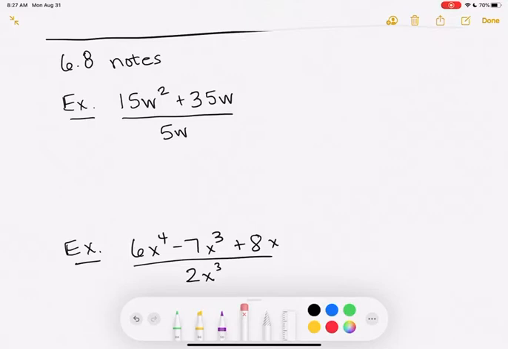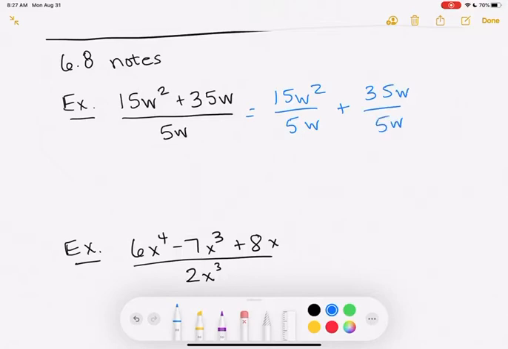It is dividing by a monomial. And if you remember, way back when we first started these, we talked about a monomial, which is one single term of a polynomial. So you can see here, I have a polynomial up top divided by just a single term, a single monomial. So what I have is 15w squared plus 35w over 5w. All we have to do is just break this guy apart and simplify. So I'm just going to write 15w squared over 5w plus 35w over that same 5w.